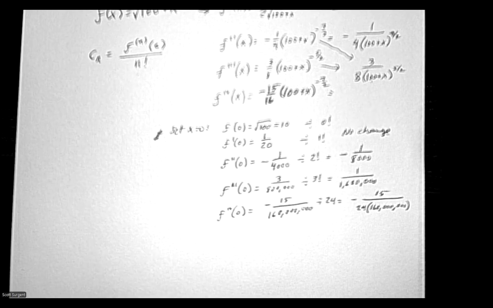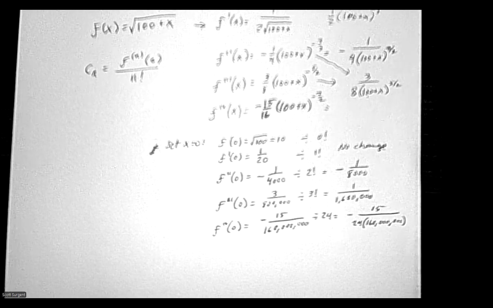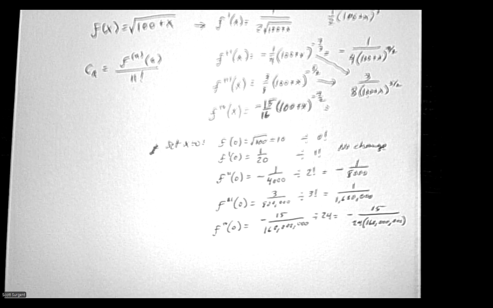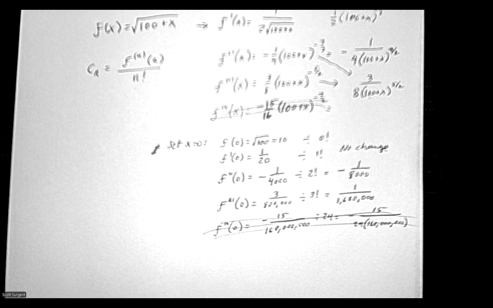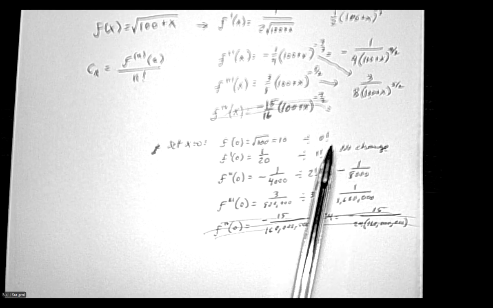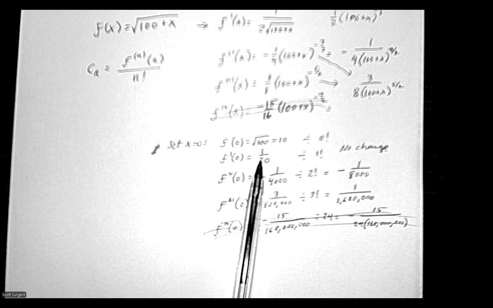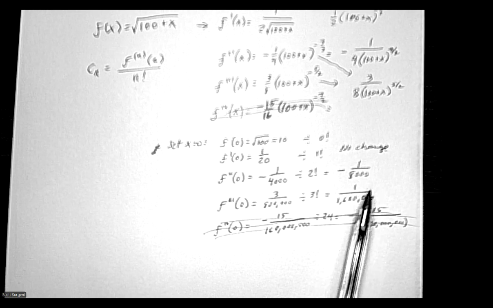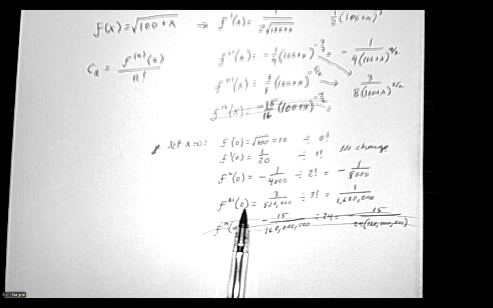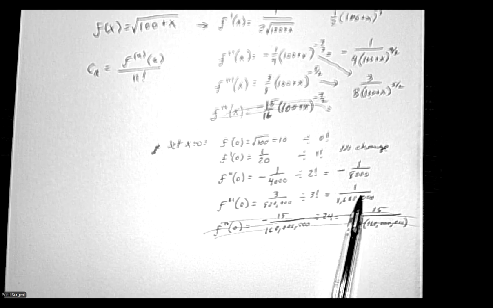Okay. And that should generate our series. I think that's what it wanted. It only wanted up to 3. Man, maybe I did that extra work. All right, I don't need all that extra. So it looks like C naught will be 10, C1 will be 1 over 20. C sub 2 will be negative 1 over 8,000. C sub 3 will be 1 over 1,600,000.